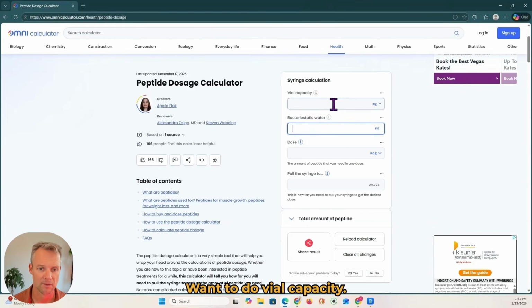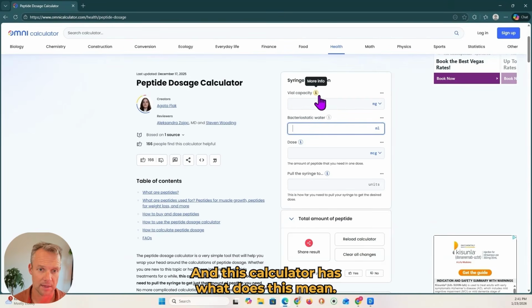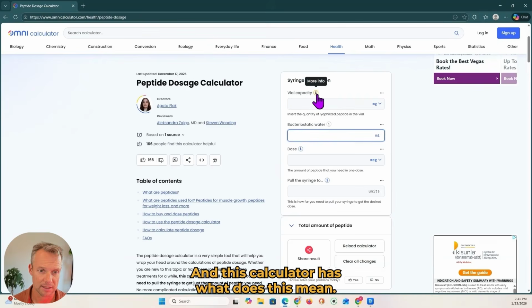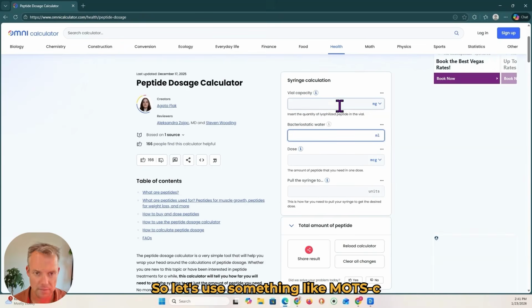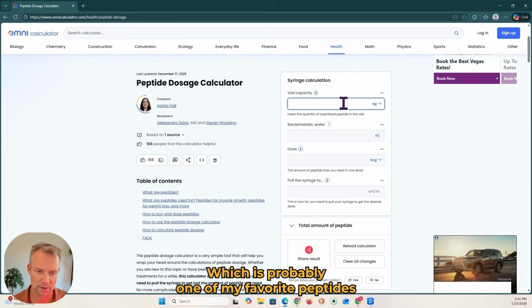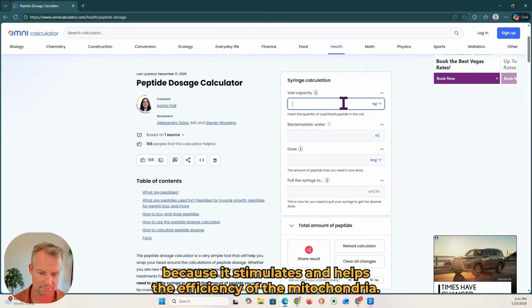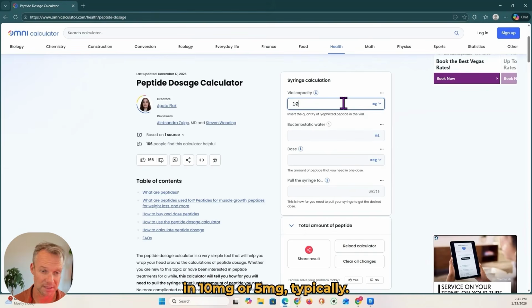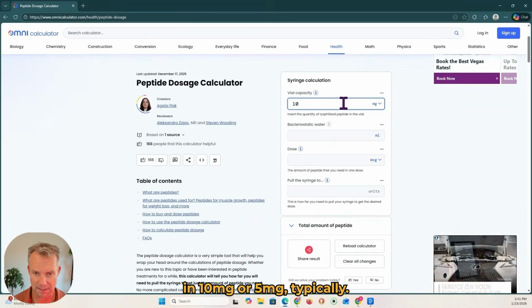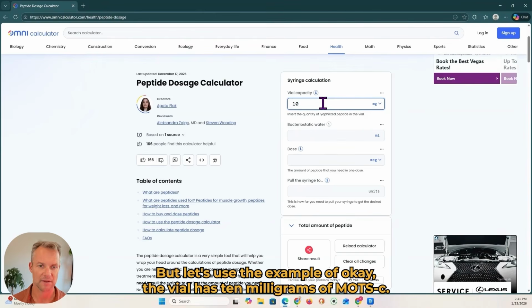I want to do vial capacity, and this calculator says, insert the quantity of lyophilized peptide in the vial. So let's use something like MOTS-c, which is probably one of my favorite peptides because it stimulates and helps the efficiency of the mitochondria. Usually a vial comes in 10 milligrams or 5 milligrams, but let's use the example of a vial with 10 milligrams.